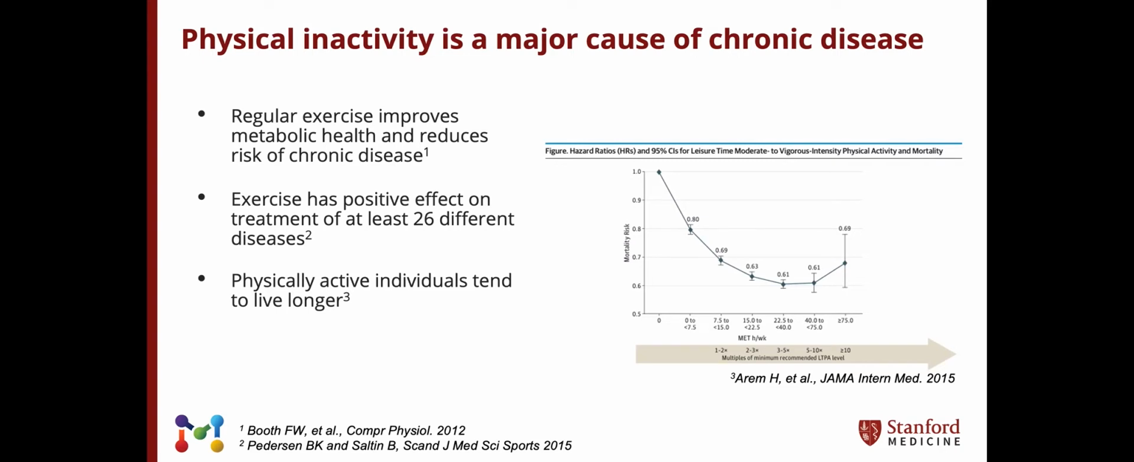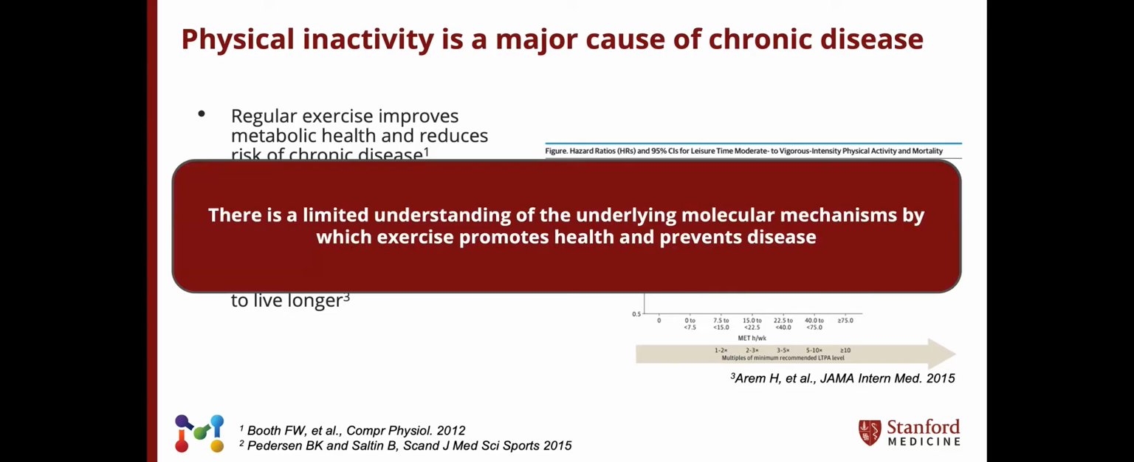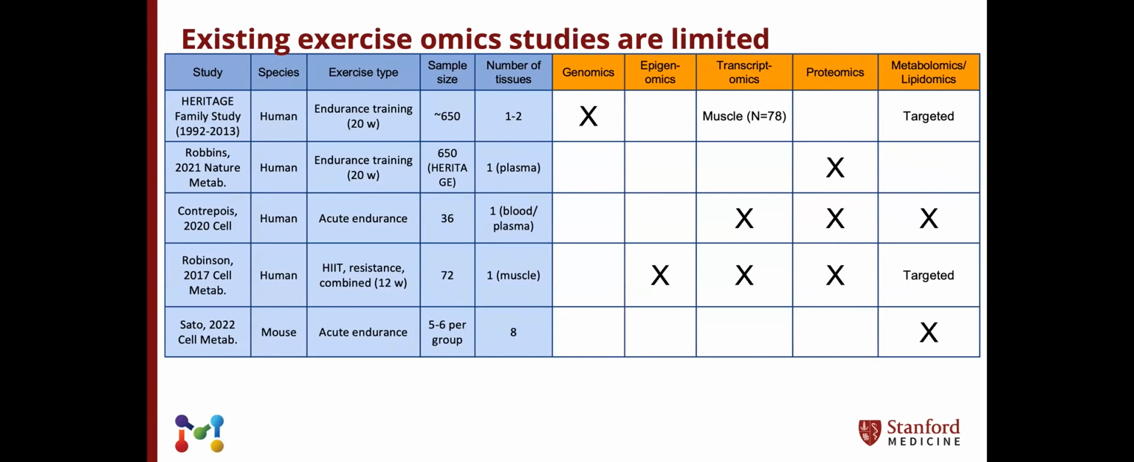So there are lots of different effects of exercise, and clearly whole body effects, as we do see effects from everything from the brain to the heart to the muscle. But there is currently a limited understanding of the underlying molecular mechanisms by which exercise promotes health and prevents disease. And this was one of the key aspects that the NIH Common Fund had in mind when they designed the MoTrPAC study. So current exercise literature when it comes to more large-scale omic studies are limited.